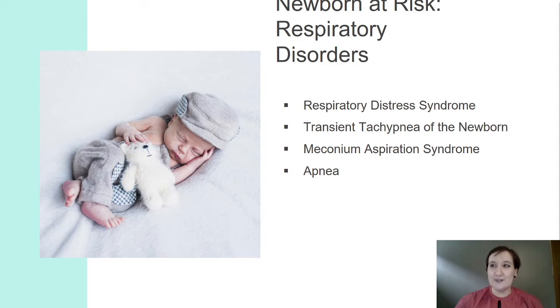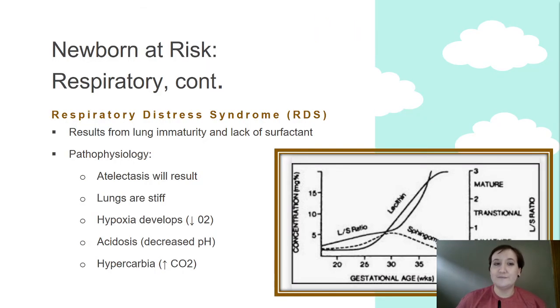Some other disorders include respiratory distress syndrome. So now you know what respiratory distress looks like. What is the etiology of it? What is the cause of it? We can have respiratory distress syndrome, transient tachypnea of the newborn, meconium aspiration syndrome, and central apnea disorders.